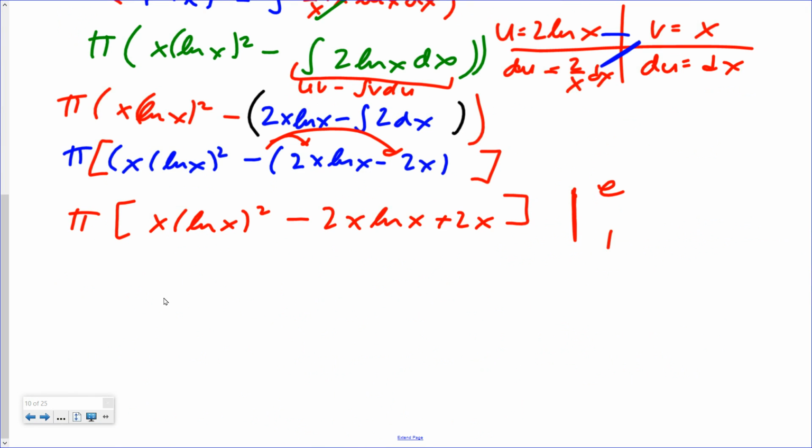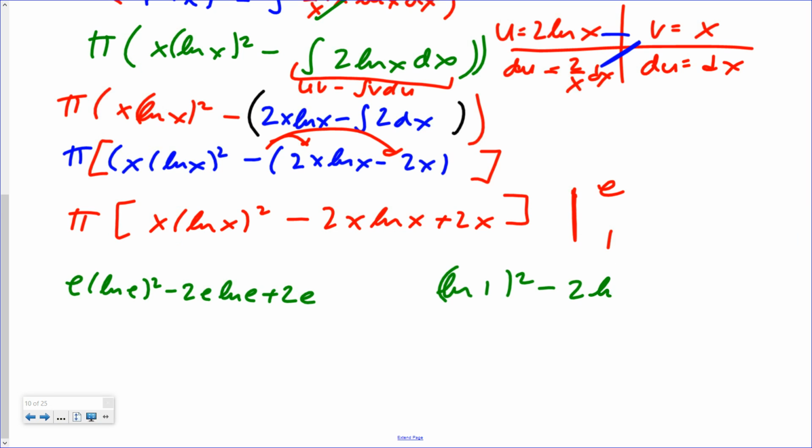Because if you have a problem on the test, we have to plug in e's and 1's. So this is going to be pi times, are you guys okay if I just ignore the pi? I'm going to do this other part and then multiply by pi when I'm done. Okay, so let's put in the e. So this will be e times ln of e squared minus 2e ln of e plus 2e. All right. When I plug in the 1, I get 1 times ln of 1 squared minus 2 times ln of 1 plus 2. Then I slap a minus sign between. Okay, what did I really just do? I really just did the antiderivative plug in e minus the antiderivative plug in 1. First fundamental theorem of calculus. When I'm done, I'm going to have to try to remember to multiply by pi.